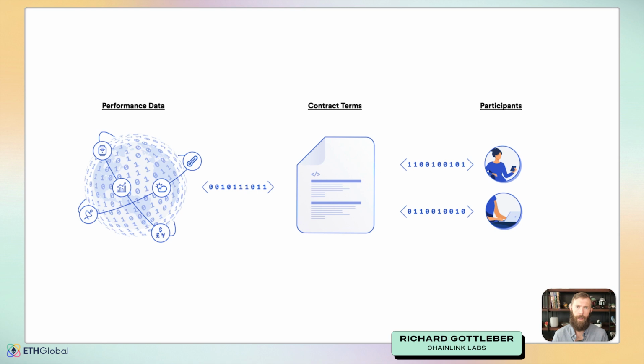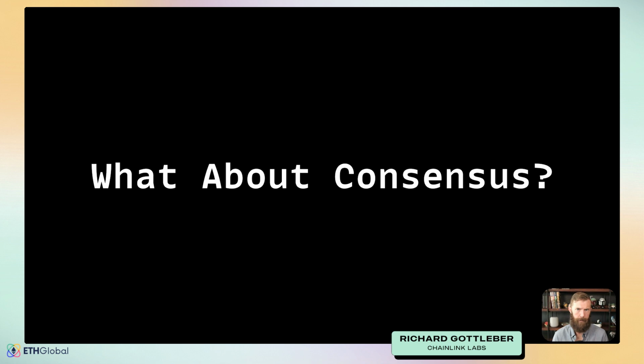Now, in order for smart contracts to work, they live on a blockchain, and blockchains rely on the different nodes within the chain reaching something called consensus. What about consensus? How do we reach an agreement within a network of nodes for certain values? Well, let's take a look at a simple example.